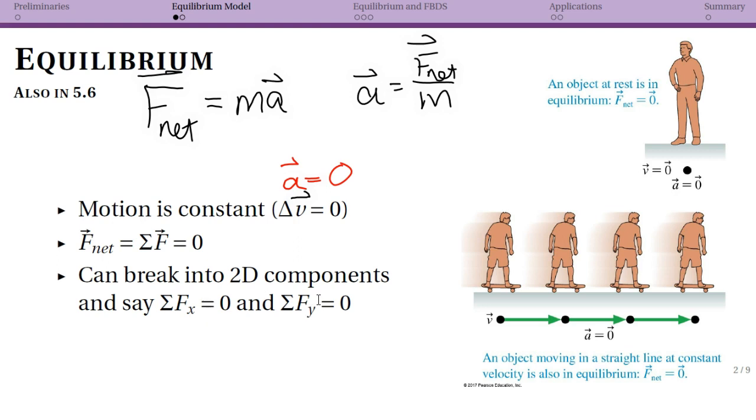Because these 2 dimensions are perpendicular to one another, they're independent. I can't have motion in x canceling motion in y. They're just completely independent, so you can break up this equation into these 2 separate equations.